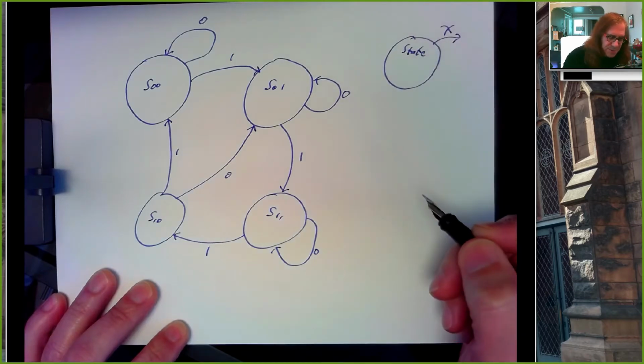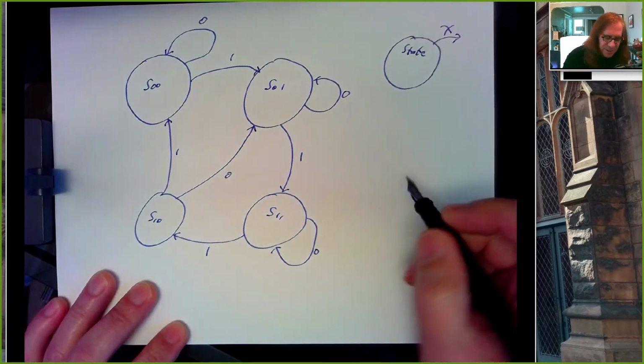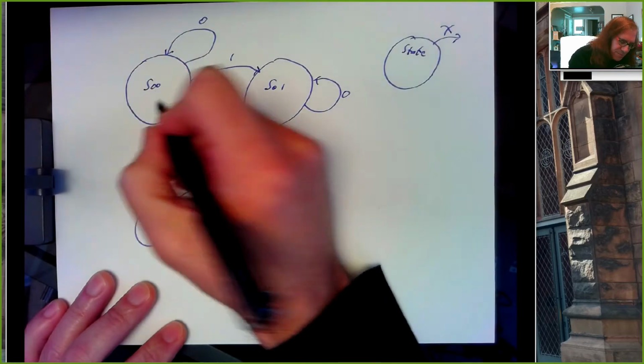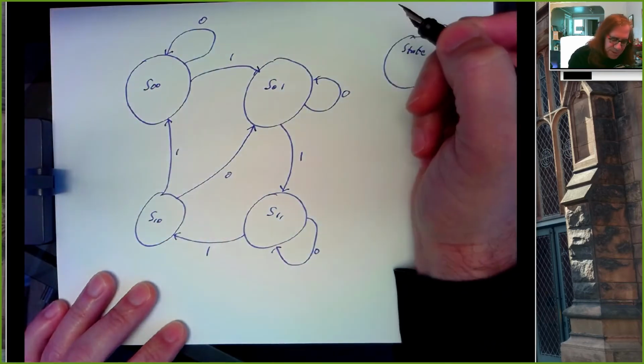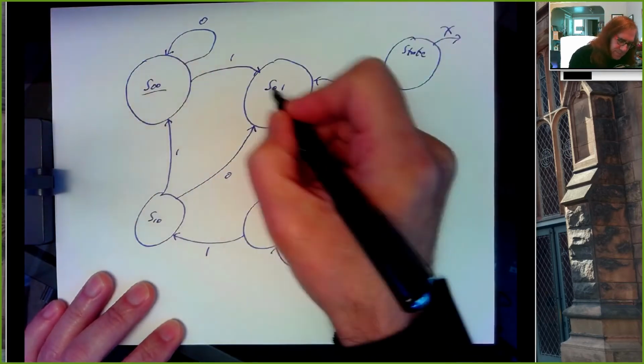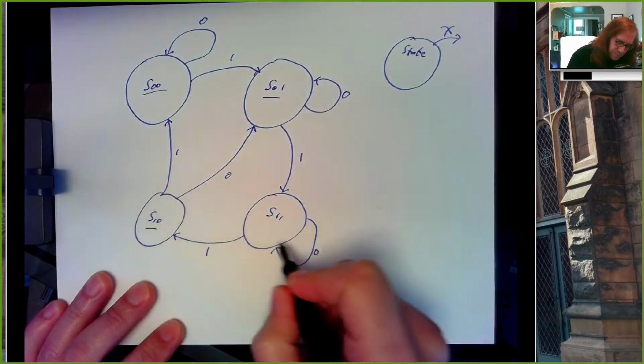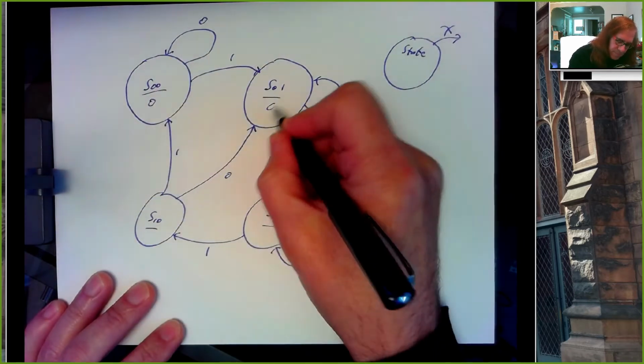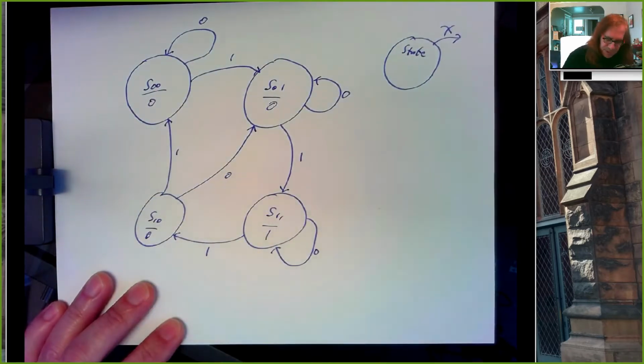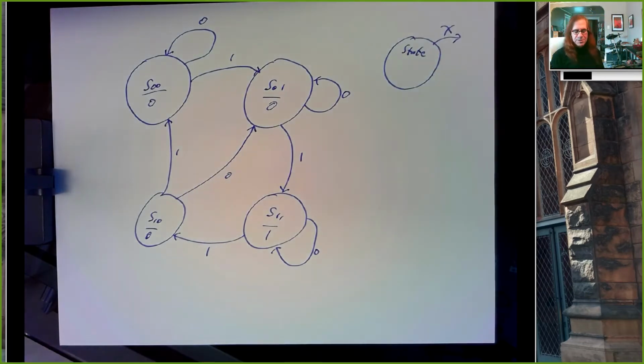So there's our input X. We're going to have one input. I'll go ahead and put some outputs here. I'm not too worried about outputs. So is this a Mealy or a Moore machine?